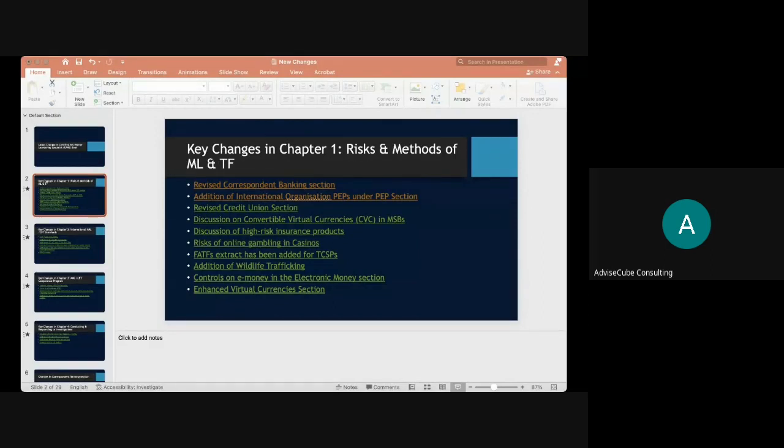Can you guys also see the slides moving? Because someone is asking, are you changing slides? I think you are on the second slide, and you are discussing online gambling right now. Yes, that's correct.